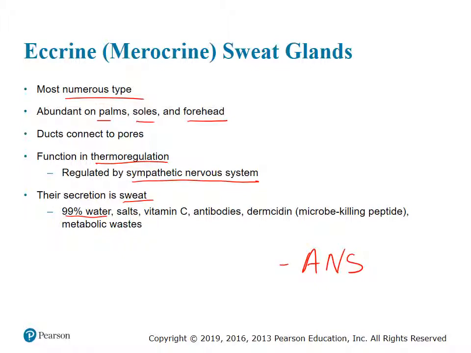99% of it is water, but we do have other things like salts, of course. Vitamin C is also found there. Antibodies, which are part of the immune system. Dermacidin, which is a protein that kills microbes, is part of the immune system as well. And metabolic waste. Things from cells creating energy or building stuff. Side products that we consider waste can also be excreted out through sweat as well.